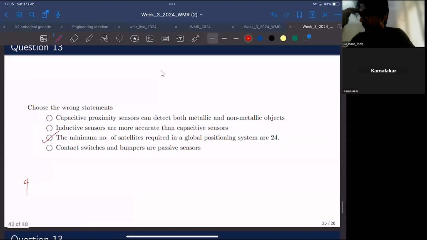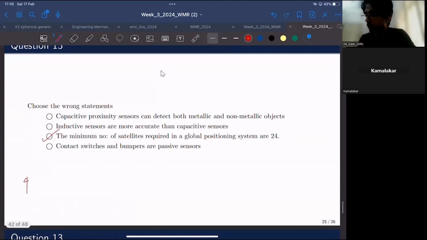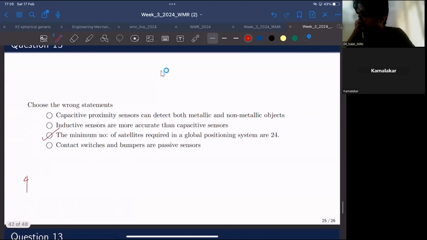And what about contact switches and bumpers are passive sensors? That is true. Contact switches and bumpers are passive sensors. Those are also proximity sensors, and they actually function on the physical interaction between the sensor itself and the environment. So you don't need to supply any energy to them. So those are indeed passive sensors.